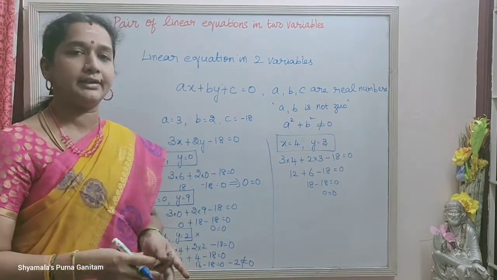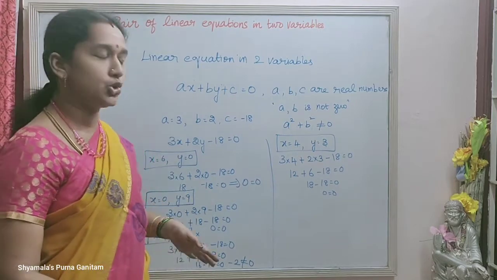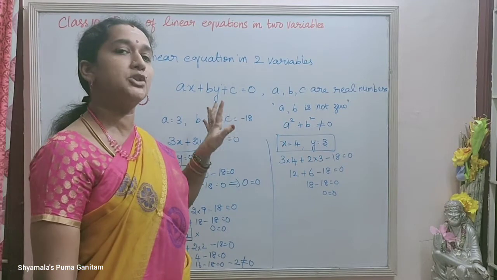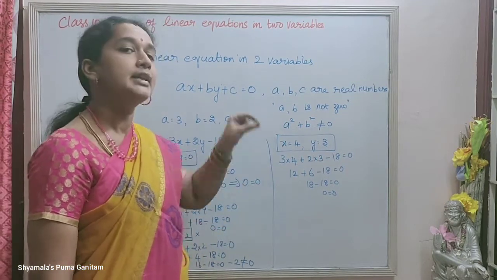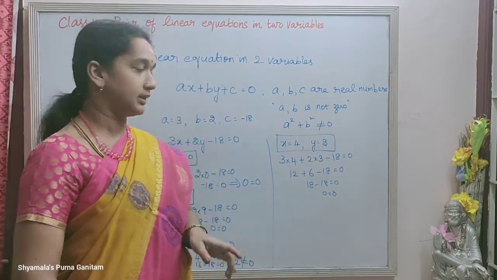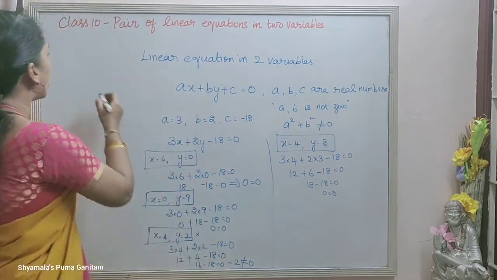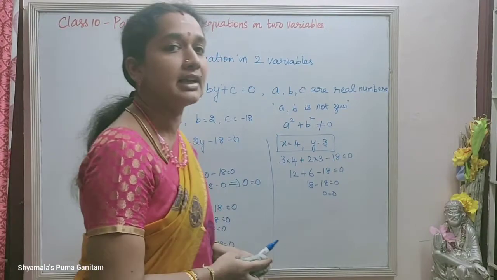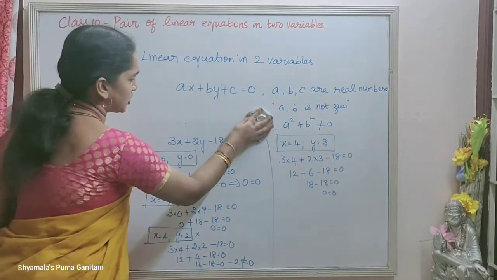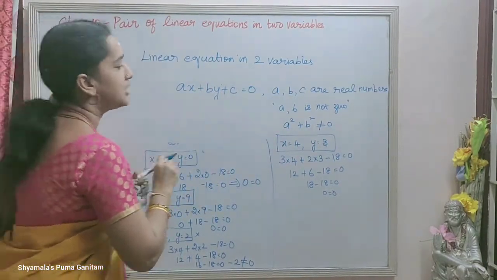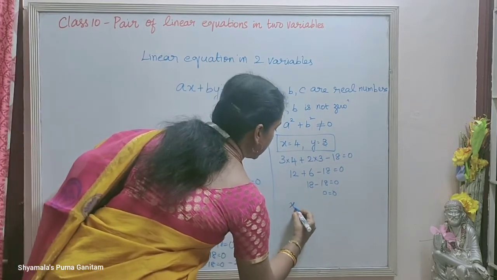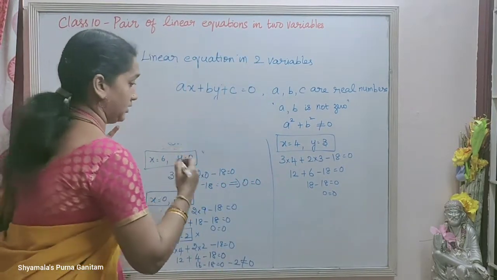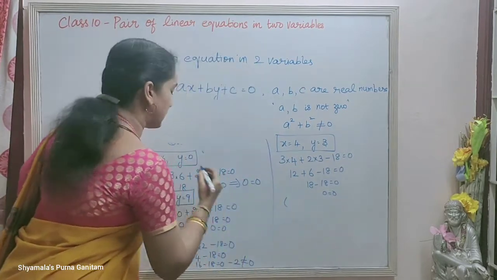Infinitely many solutions we will get for a given linear equation. When we plot all these solutions, they will form a straight line. So when we plot all these values in a graph, the x values we got, we will substitute as x comma y.